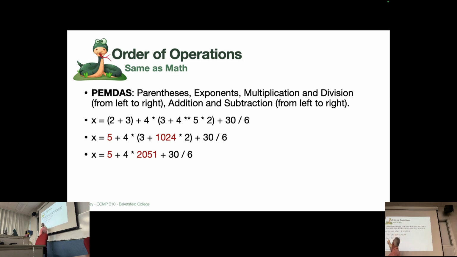So I go to multiplication and division. First of all, I do 4 times that, and then I do 30 divided by 6. So I have 4 times 2051, which is 8204, and 30 divided by 6 is 5. Now all I have is addition. I go left to right, add those together, and I end up with 8214. That's the correct answer. Now, if I don't follow that order of operations, I could get any variety of incorrect answers.